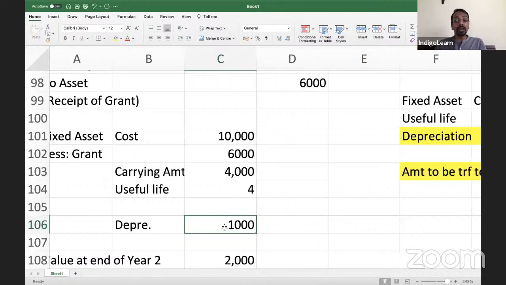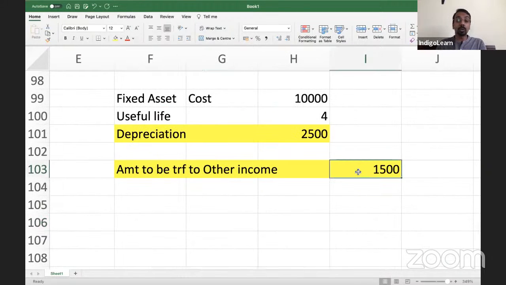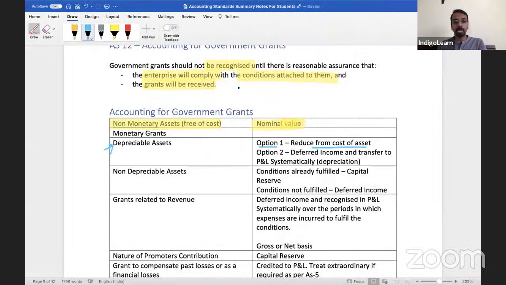If you are using deferred grant approach on the basis of depreciation, generally the question will be on straight line method only. So you simply transfer this 1,500 every year to the profit and loss as other income, right? So the second option is deferred income and transfer to P&L on the basis of depreciation. Agreed? Okay. Then what if it is a non-depreciable asset? If the conditions related to grant are already fulfilled, then you will transfer it to capital reserve.